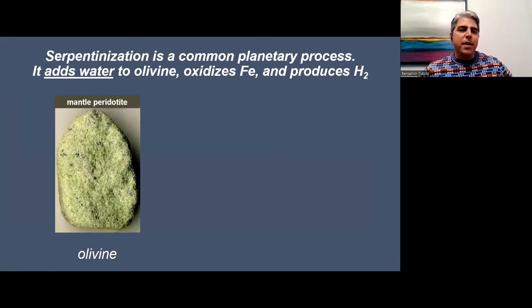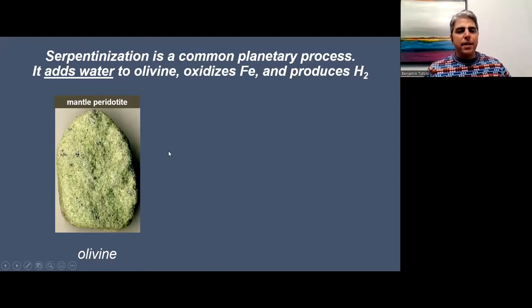It's a common planetary process. Basically anywhere you have water and olivine at fairly low temperatures, you're going to make serpentine minerals and magnetite. So the first step is that serpentinization adds water to olivine. Subsequently, it's going to oxidize iron and produce hydrogen. But we can start with a rock like here on the left-hand side, mantle peridotite, a nice dunite, as we would call this one here.